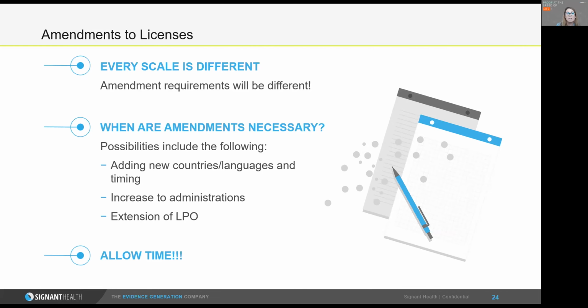Next piece is, again, thinking that your last patient, last visit is going to be a certain time. Well, especially with COVID, for a great example, everything kind of paused. And of course, those studies that had paused during that time may have then needed to be extended. So you'll have to go through those amendments and check to see what is absolutely necessary from the copyright holder. Again, allow time.